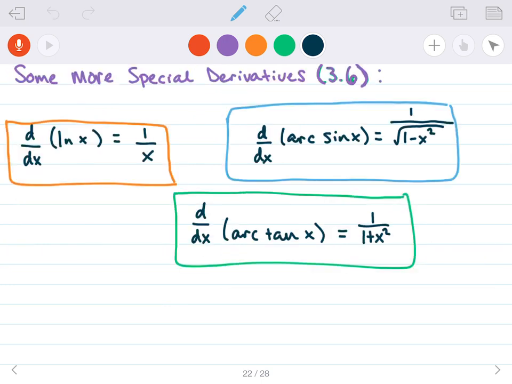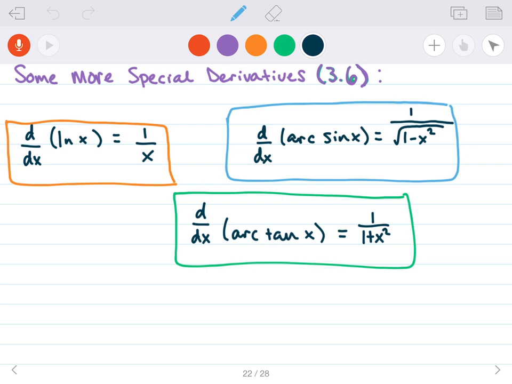So we have some special derivatives. If you're curious to see how these come about, you can look in the textbook for the proofs on those, but I'm not going to go through those in this video. So the first one is the derivative of ln of x, which is the inverse function of e to the x. The derivative of ln is just 1 over x.